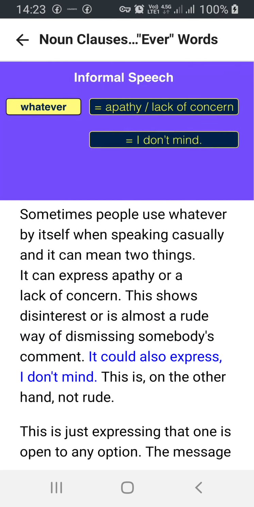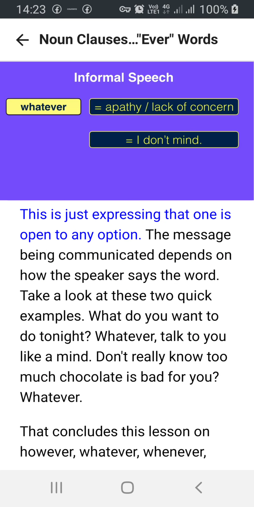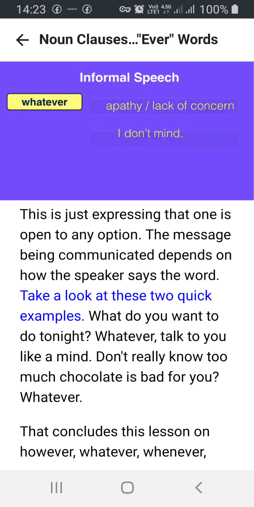It could also express, I don't mind. This is, on the other hand, not rude. This is just expressing that one is open to any option. The message being communicated depends on how the speaker says the word. Take a look at these two quick examples.